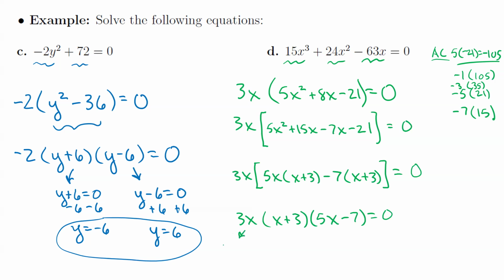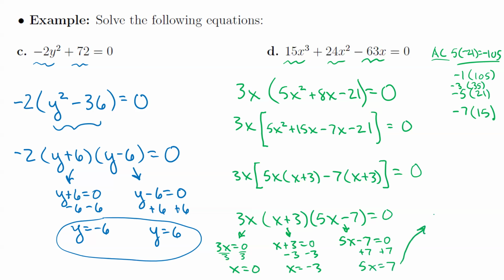Now, we set 3x equal to 0 because it has a variable in it. So x equals 0. We set x plus 3 equal to 0. So x equals negative 3. So add 7 to both sides. So 5x equals 7. And I've run out of space here. So divide by 5 over here. So x equals 7/5. So we've got that solution, and that solution.